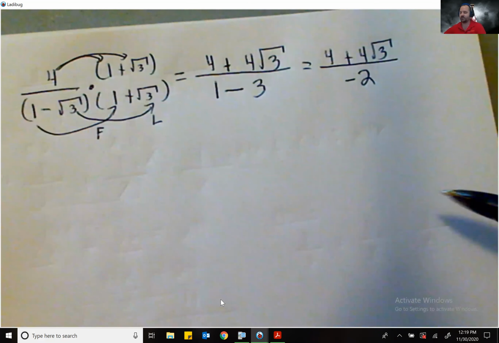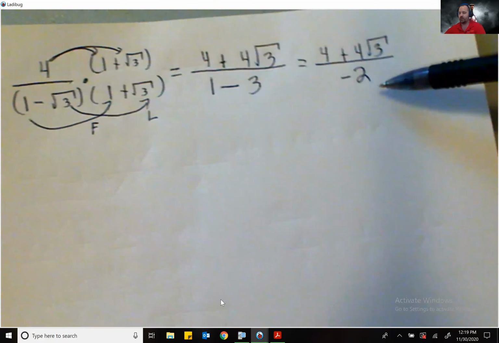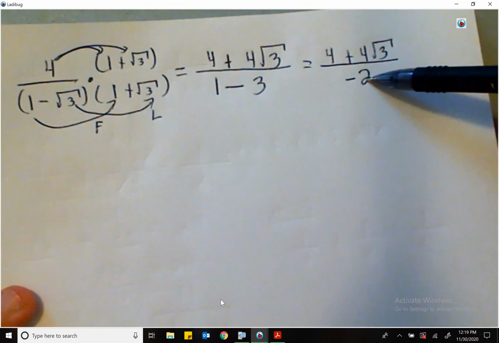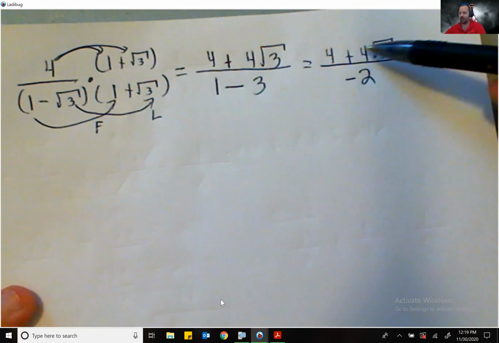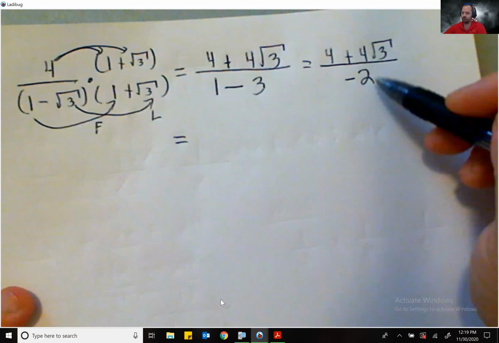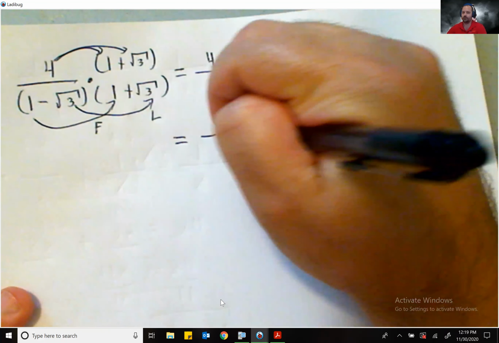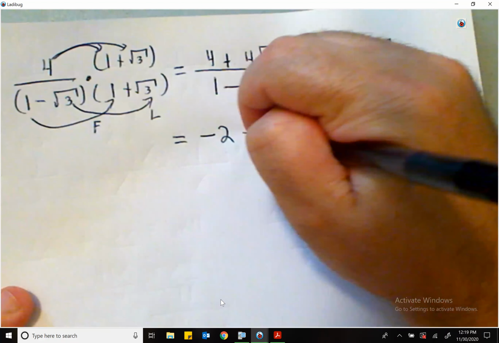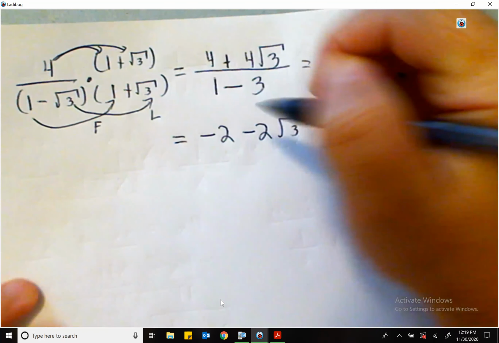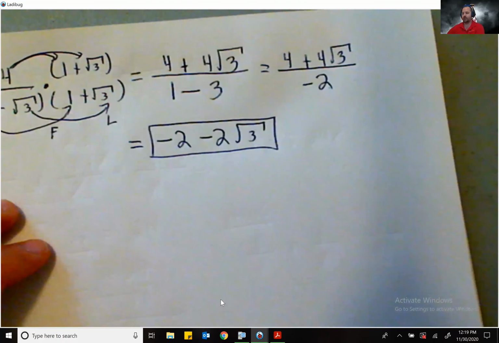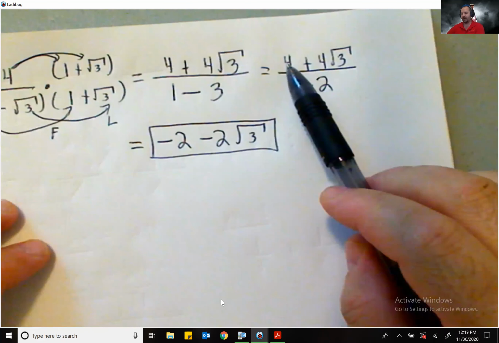Last thing you have to do is simplify. Can 4 be divided by negative 2? Yes. So we're going to divide both of these 4s by negative 2. 4 divided by negative 2 is negative 2. 4 divided by negative 2 is negative 2. And there's your answer, because both of these can be divided by negative 2.